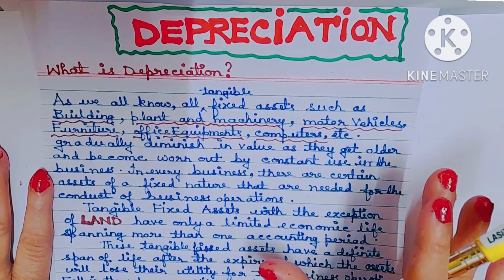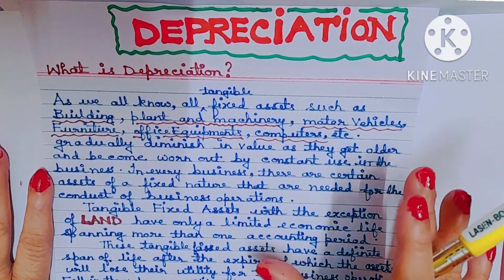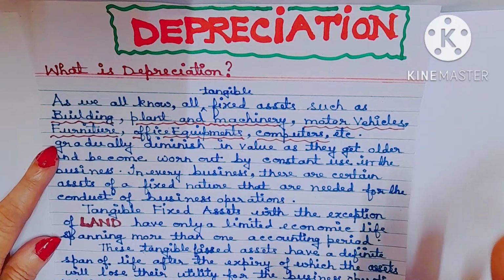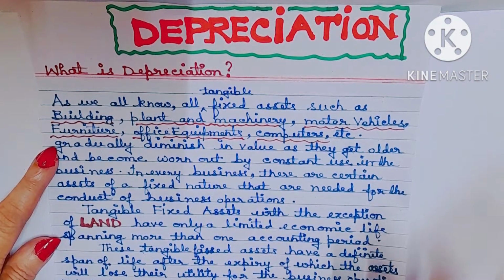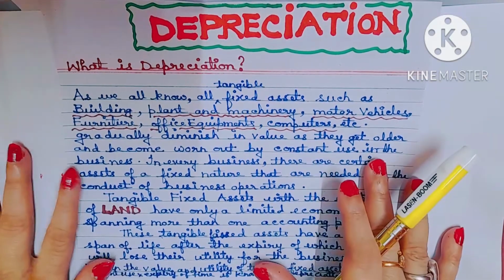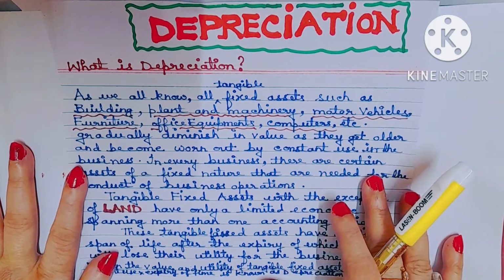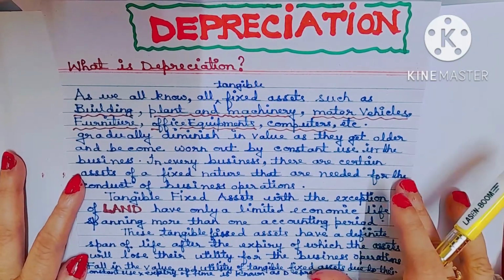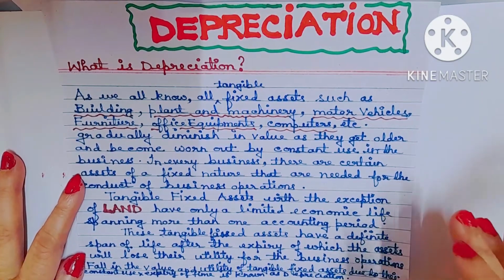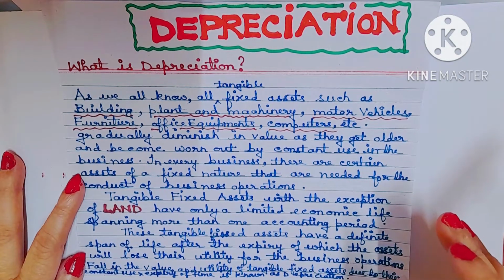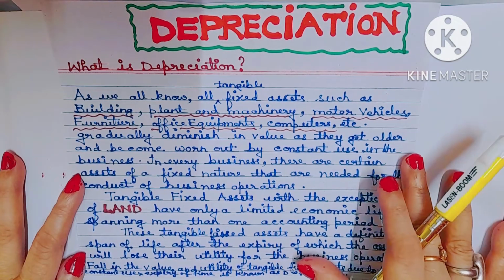Except land, tangible fixed assets with the exception of land have only a limited economic life. Please remember, every tangible fixed asset has a definite span of life, after the expiry of which the assets will lose their utility value for the business operation. Maybe the asset has not physically deteriorated, but its utility value has reduced. Understood? So fall in the value and utility of tangible fixed assets due to their constant use and expiry of time is known as depreciation.